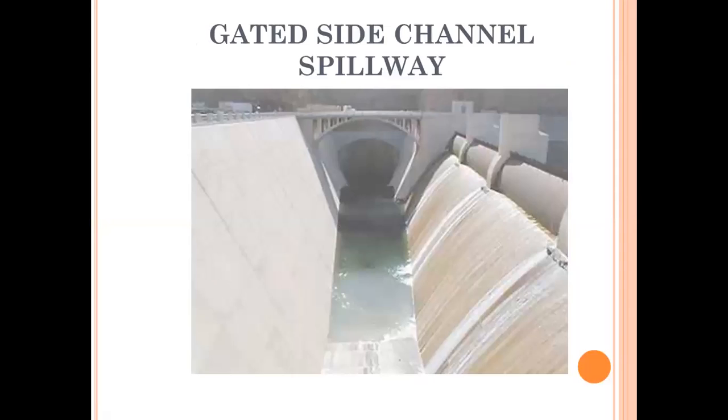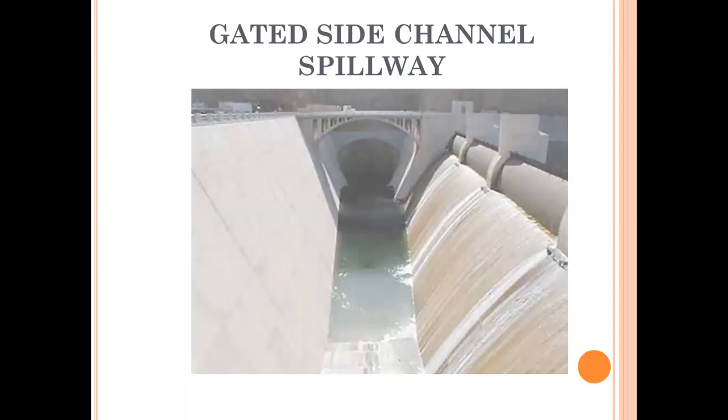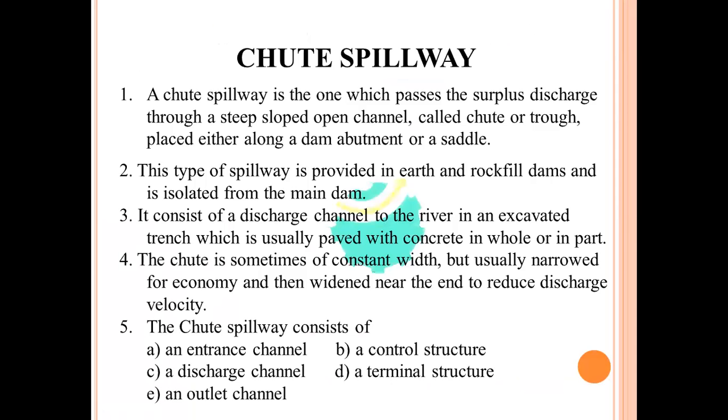Here the spillway may be in the shape of an open channel or in the shape of a conduit. So this one is in the shape of a conduit. It is also one form of the side channel spillway, the gated side channel spillway.